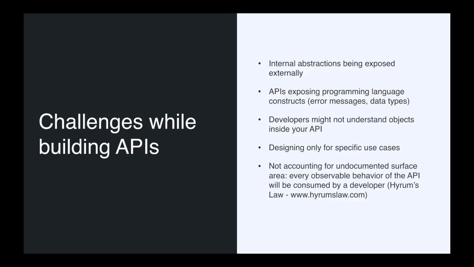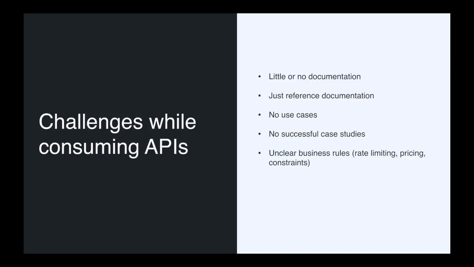On the consumption side, you have a bunch of other challenges. Till a few years back, developers really didn't have any documentation at all to go by. They had to look for a PDF document or a Word doc to just figure out what's going on with the API. But now it's kind of shifted in the reverse direction, where we just have reference documentation, where you have too much to consume and you don't know where to begin. In some cases, publishers don't share use cases of the API. So people don't really know how exactly they are supposed to use it.